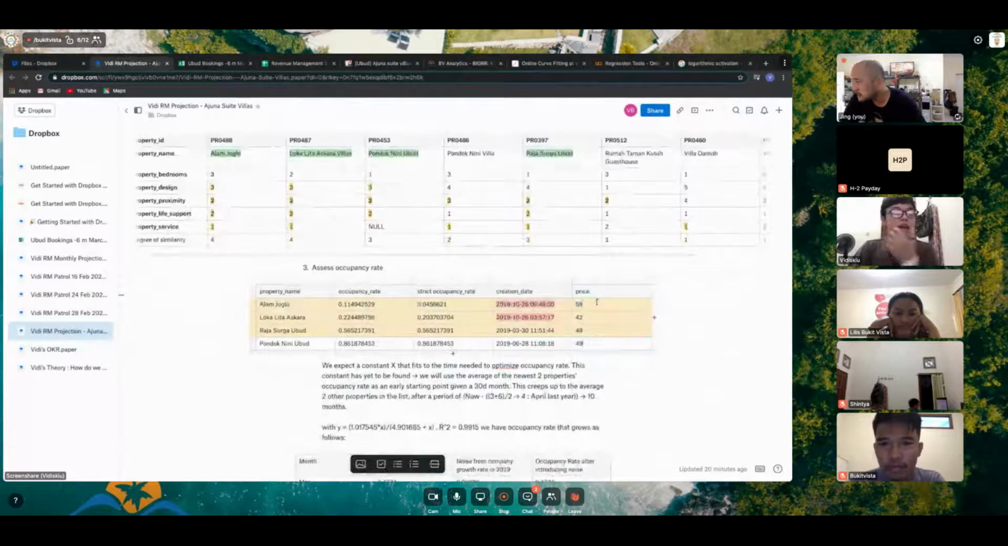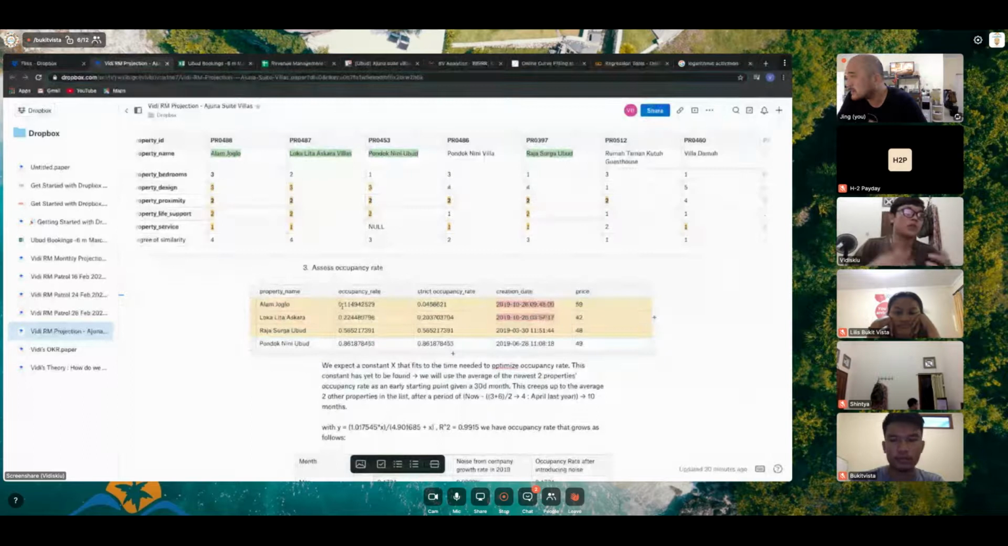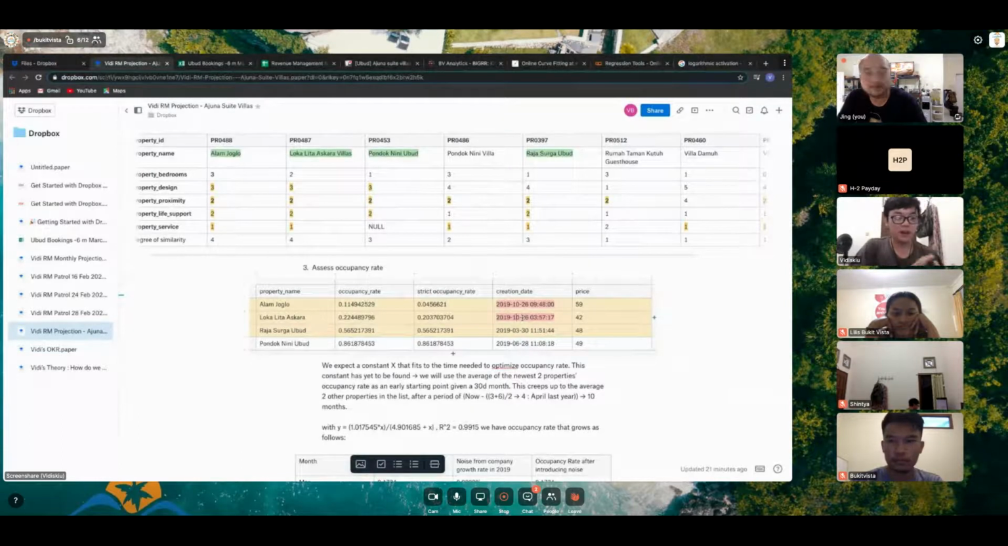This is internal data, and I noticed that both of these listings, Alam Joglo and Lokalita Askara, with average occupancy rates of 0.1 and 0.2, which are pretty low, are more recent, from October. This follows the same pattern I face right now with Putri Nusa, which has 16 listings and is projected to have a very high revenue due to a high expectation of occupancy rate, while in fact, after the month of February, I see the growth starting to normalize after the first months.